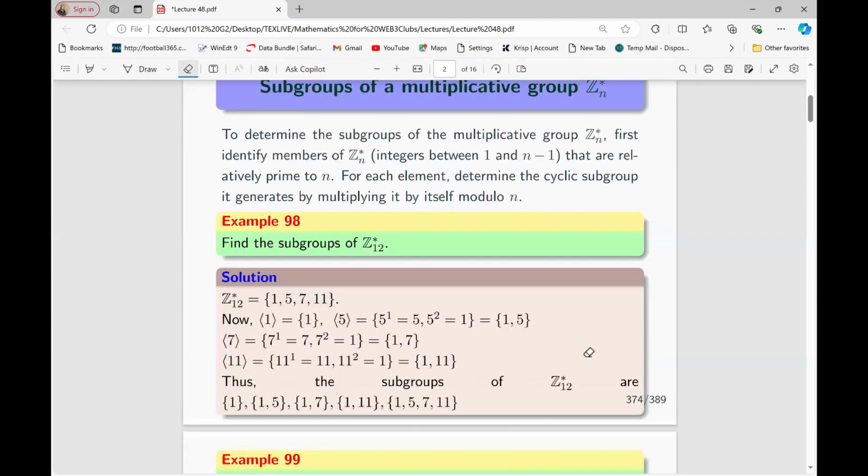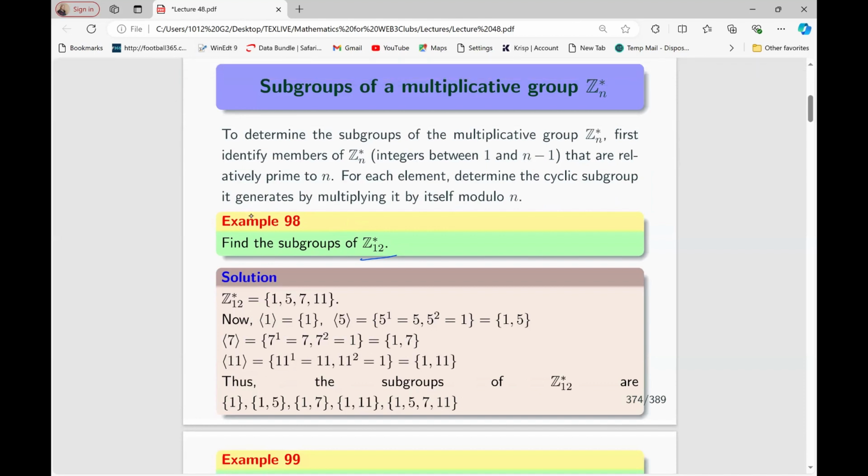And let's look at this example. Find the subgroups of Z star 12. The first thing we said is to identify the members of this group: elements which are relatively prime to 12, greater than or equal to 1 but less than 12. The first number that's relatively prime to 12 is 1, then 5, 7, and 11. Those are the only members of this group.